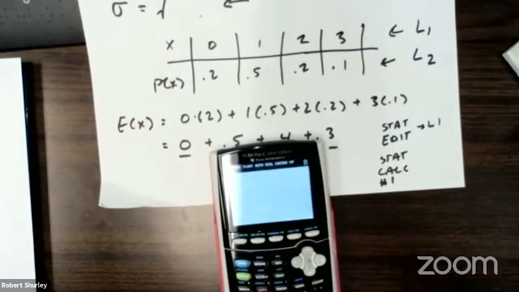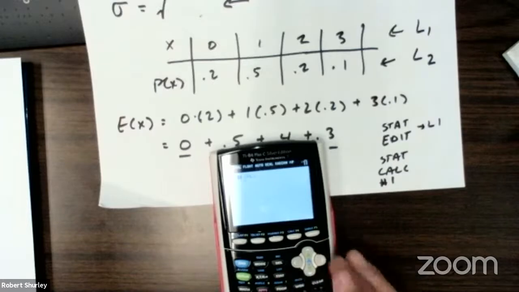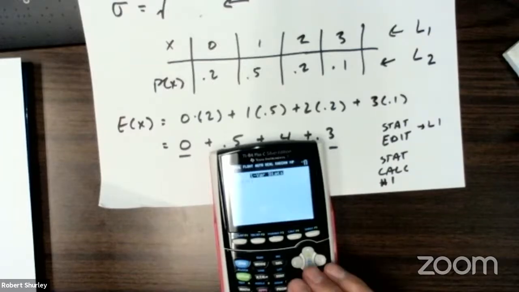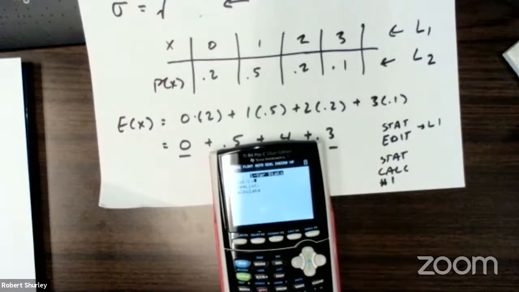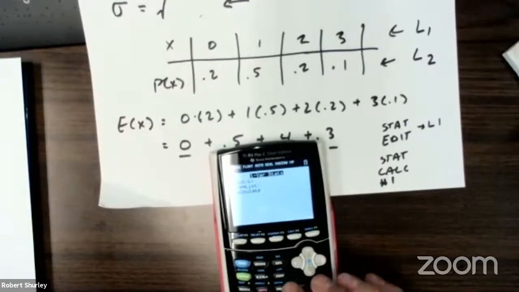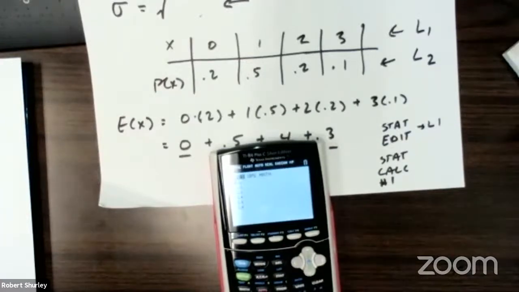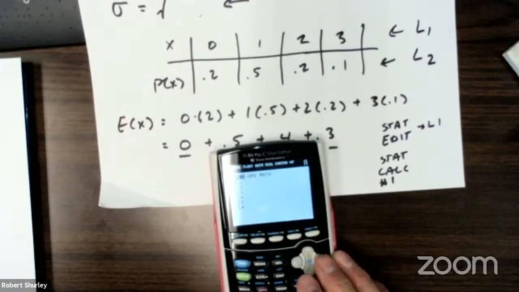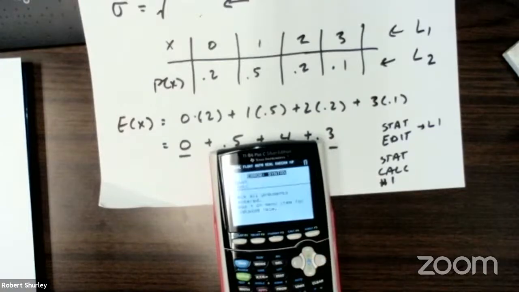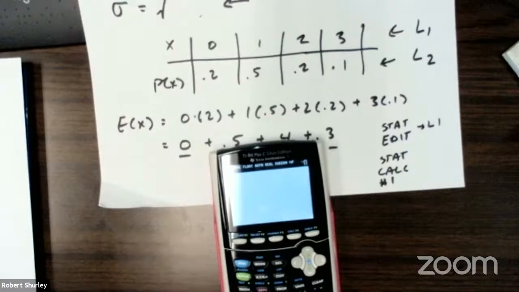So I'm going to go back. I'm going to quit. I've got my L1 and L2 in there. But when I go to stat calc, in that list, put a comma. So L1 is already in there. It doesn't let us do a comma. Maybe we can just do a second list. No, doesn't let us do that. Enter L1 comma L2.